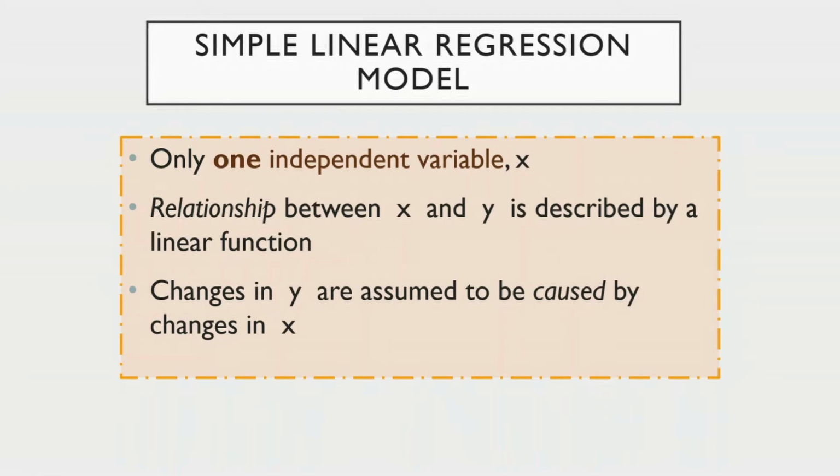The model for simple linear regression is that we have only one independent variable, which we call x, and there is a relationship between x and y that can be described by a linear function. The changes in y are assumed to be caused by the changes in x. Correlation, as we know, just tells us there's a relationship. Correlation is not causation. I'm sure you've heard that 100 times. But with regression, we're starting to show that one has a cause or an effect on the other.